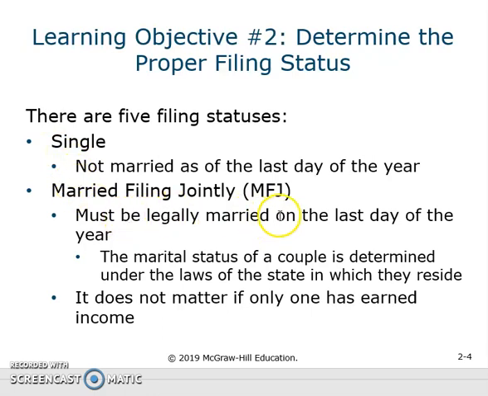For the married filing jointly tax filing status, the couple must be legally married on the last day of the tax year. The marital status of the couple is going to be determined under the laws of the state in which they reside, and it does not matter if only one individual out of the couple has earned income. So in this case, if a couple gets married at 11:59 p.m. on New Year's Eve, then they would be considered married for that whole tax year.